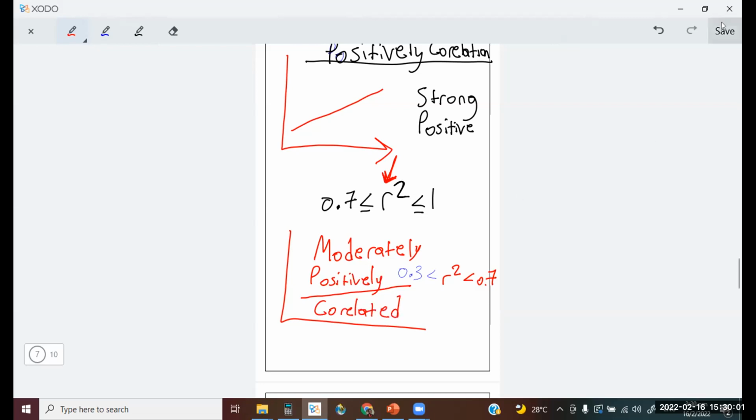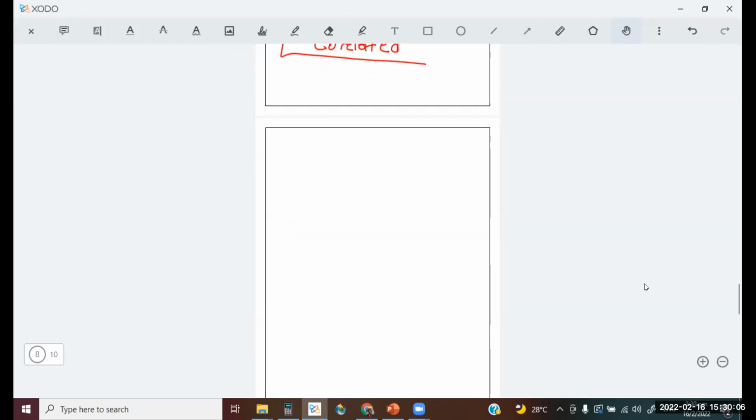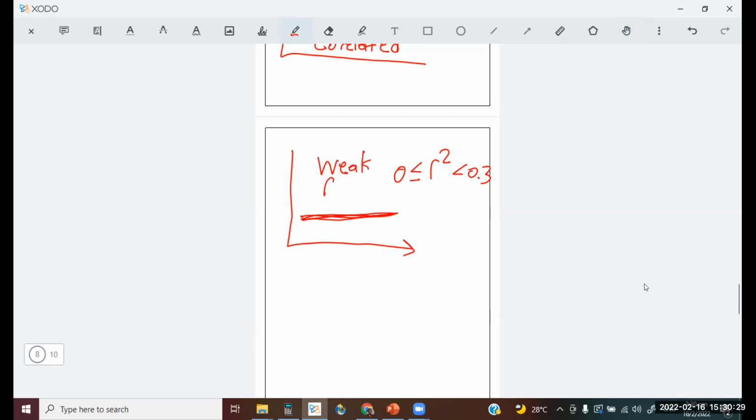And finally, when R square is greater than or equal to 0 but less than 0.3, we say it is weak correlation. So very weak, like the gradient barely going anywhere. So when it looks something like that, still a positive gradient because of how the slope is, but in that case, we say weak positive correlation.